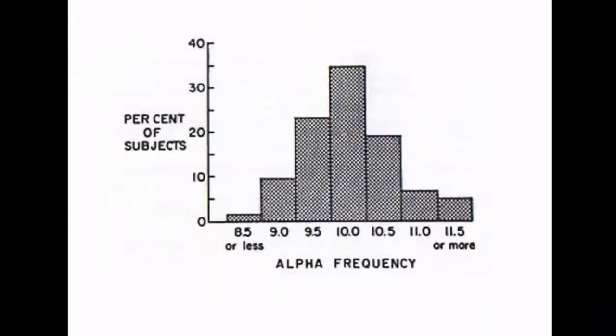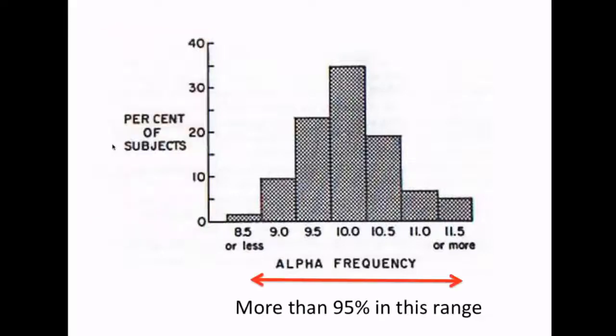This is a histogram showing the range of alpha frequency on the horizontal axis and the percent of normal subjects with this alpha frequency on the vertical axis. You can see in this study that more than 95% of normal subjects have an alpha rhythm that lies within the range of 8.5 to 12 Hz. Therefore, an alpha rhythm would likely be considered abnormal if it was below 8.5 Hz or above 12 Hz.